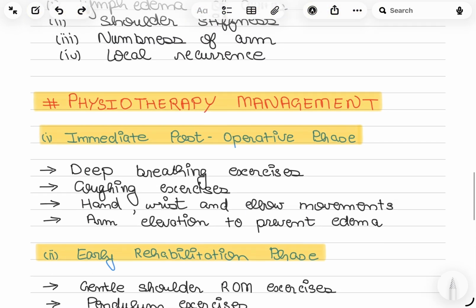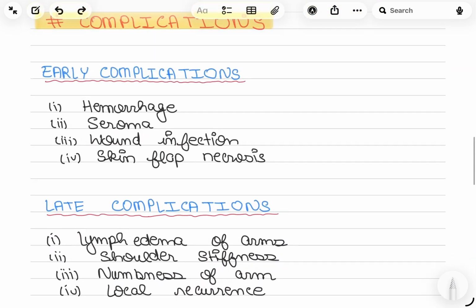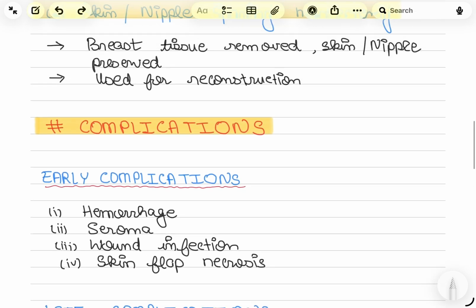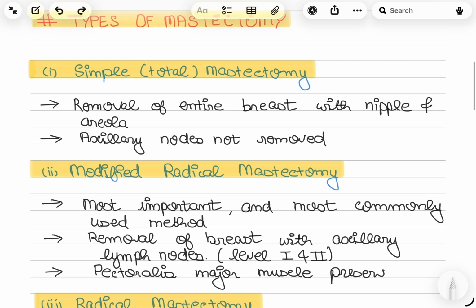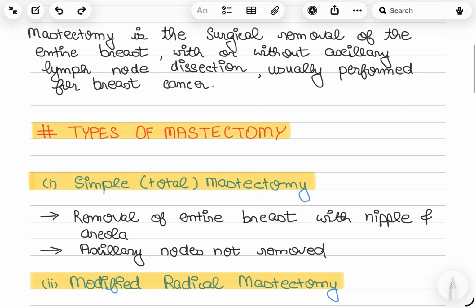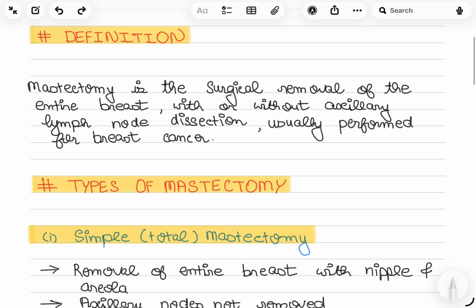So I guess you have got the mastectomy. Mastectomy can be asked for 3 marks or 5 marks in the surgery paper in the MUHS University.